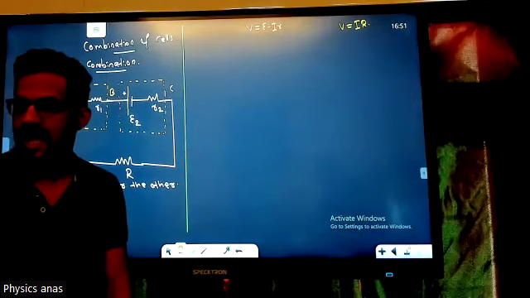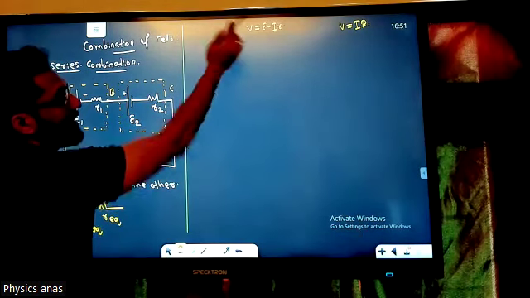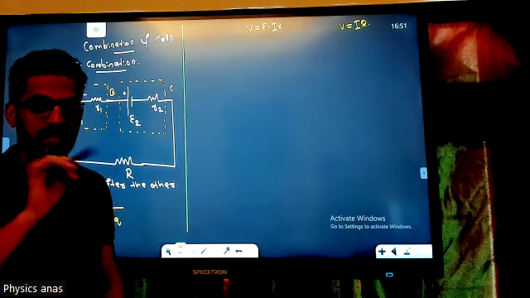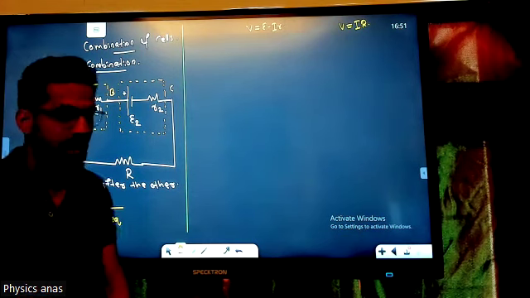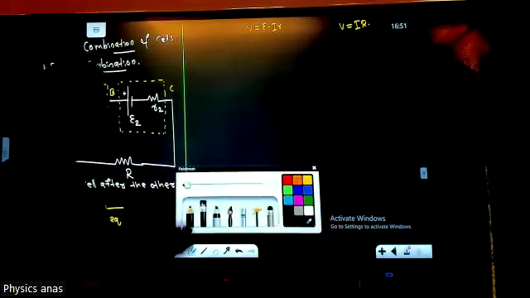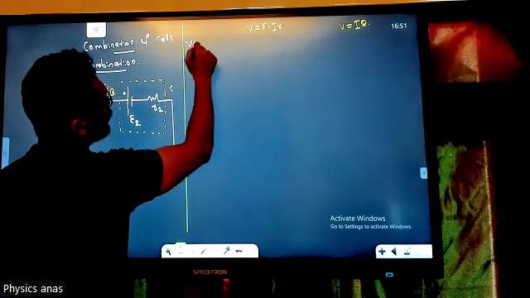V is equal to E minus IR. Now this equation contains internal resistance. So V is equal to E minus IR. Okay. And what will be VAB here, right? What is VAB?